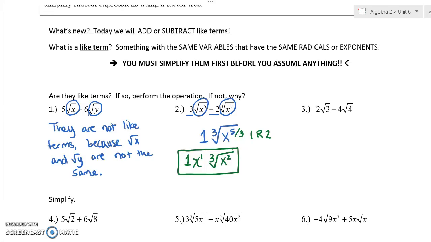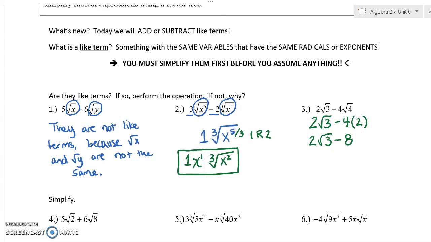Alright, let's look at number 3. Are they like terms? Well, let's see. I have 2 times the square root of 3 minus 4 times the square root of 4. Now, I do know that the square root of 4 is the number 2, because 2 times 2 breaks down. And then that gives me 2 square root of 3 minus 8.